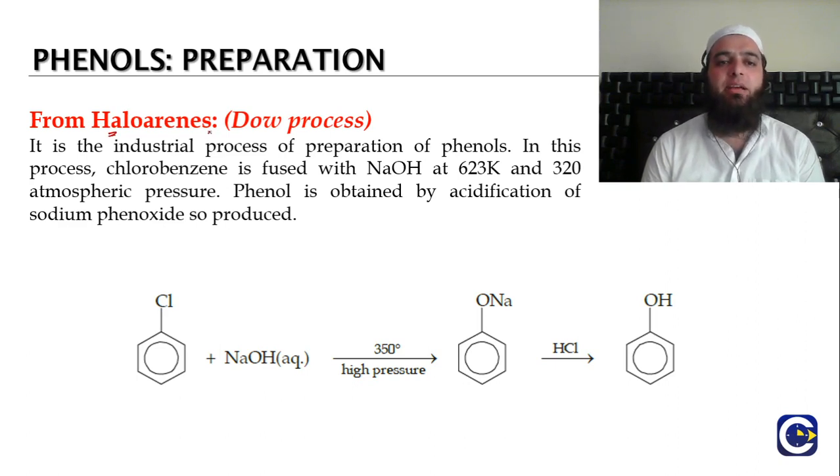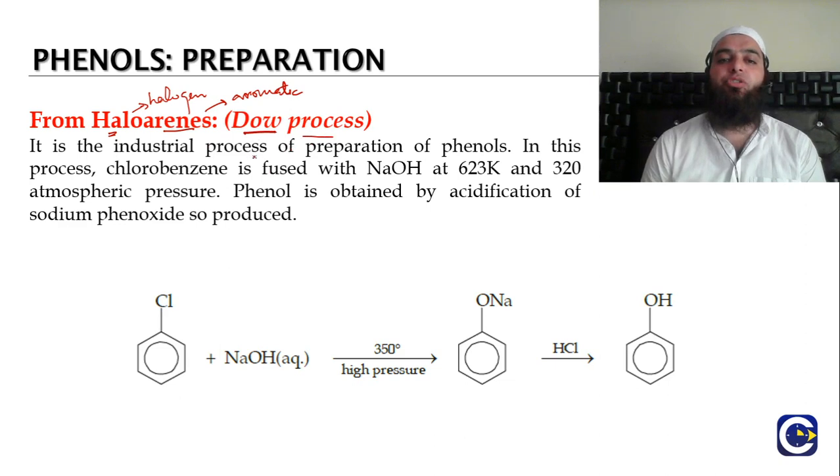Haloarenes are that group of organic compounds in which a halogen, which can be chlorine, bromine, or iodine (these three are mostly used), is attached to an arene. Arene is the general name given to aromatic systems, and mostly benzene. So from haloarenes we can prepare phenols, and the particular process that we are going to discuss here is the Dow process.